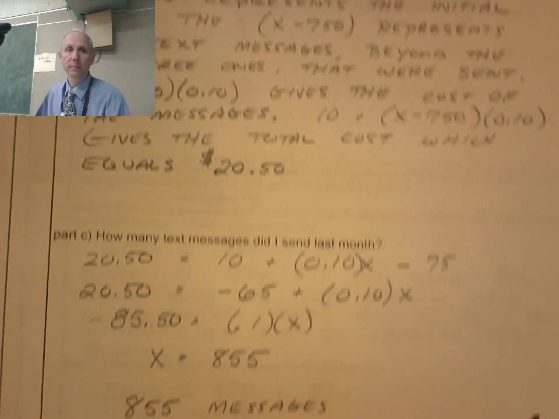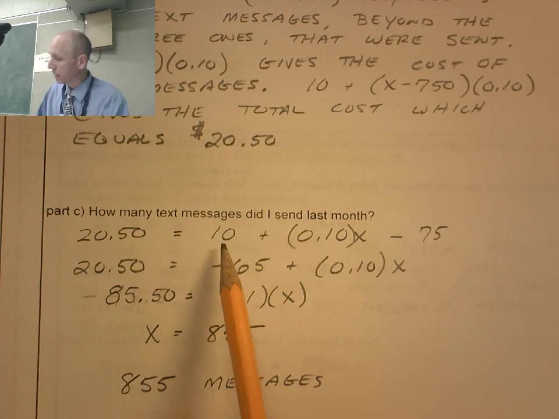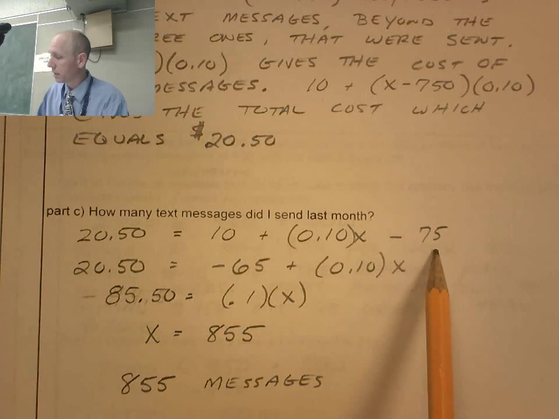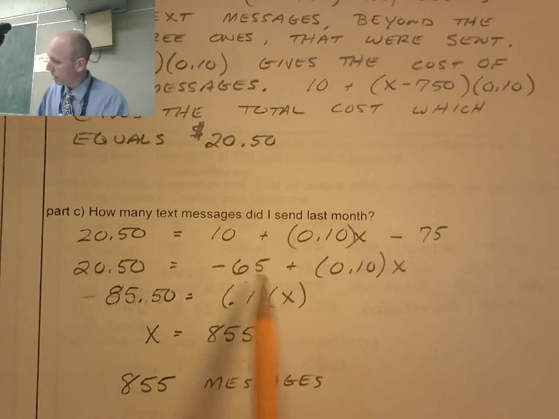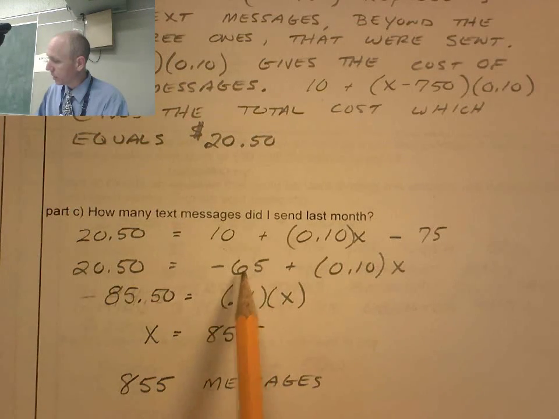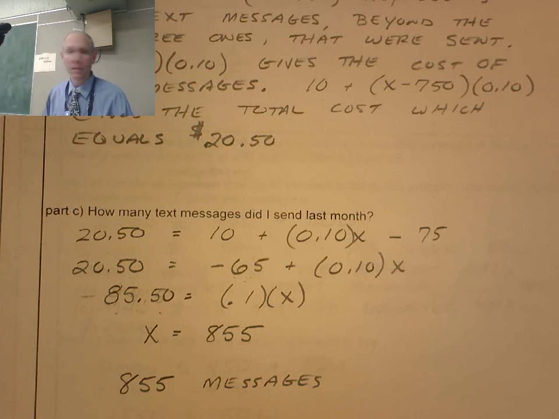And then let's solve this. 20.50 equals 10 plus 0.1 times x minus 750. I'm going to start by combining like terms. So 10 minus 75 is negative 65. I'm going to add that to both sides, so adding 65 to both sides gives me 85.50. Dividing both sides by 0.1 gives me 855 text messages.